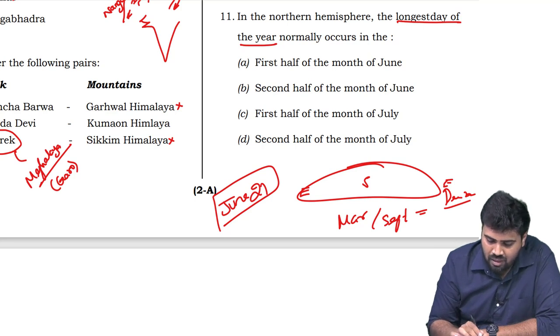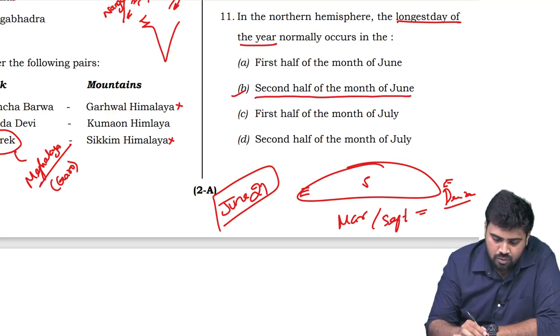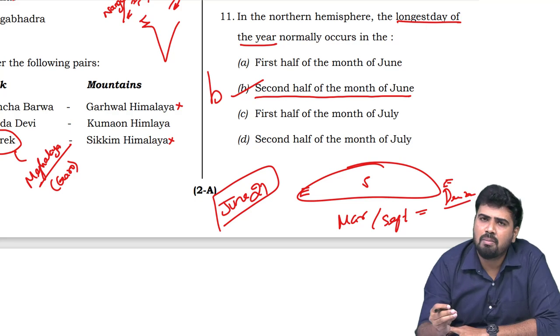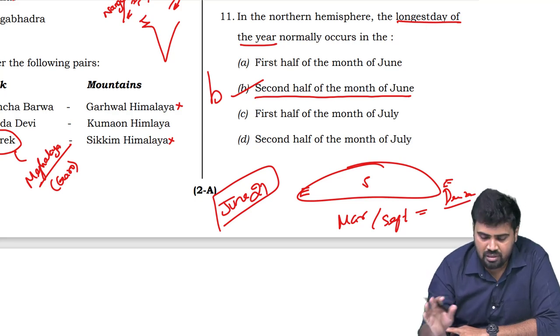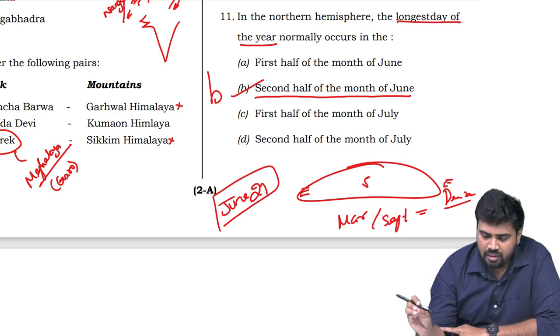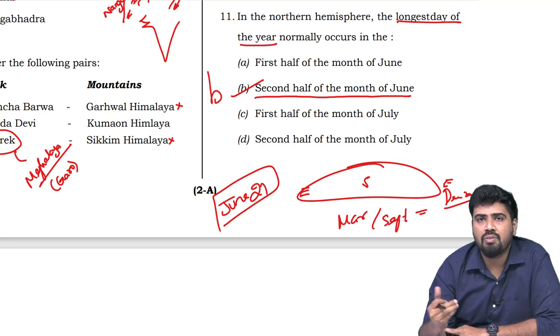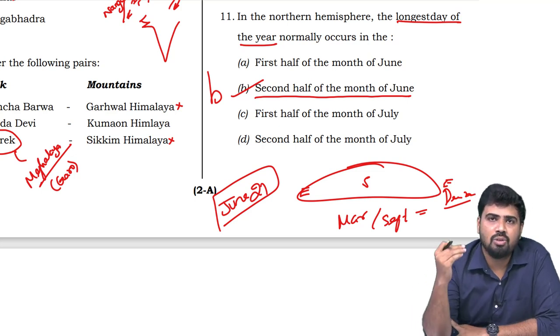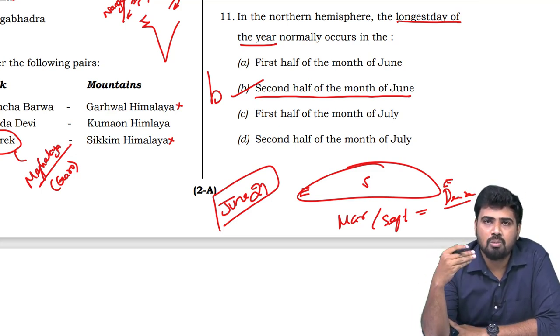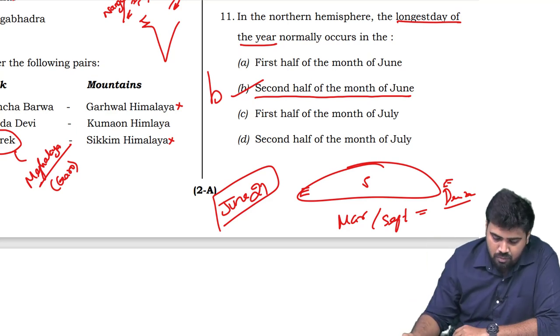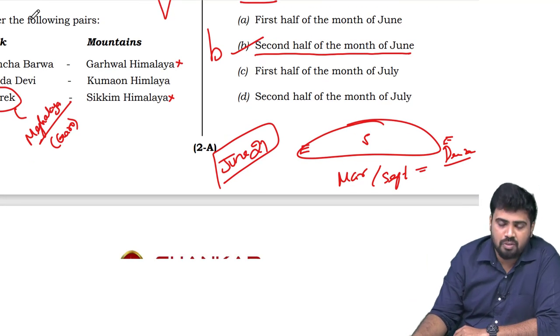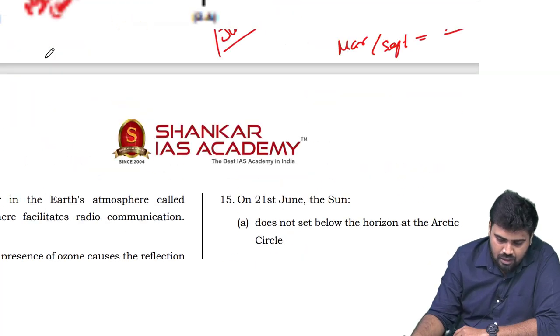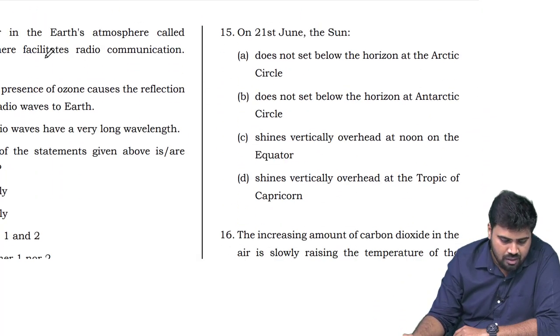So June 21, the second half of the month of June. So 11, option B, a very basic question, but they have twisted it. So in the northern hemisphere, the longest day of the earth is in the second half of the month of June, June 21, where the day will be longest and the night will be the shortest. During March to June, it is the northward movement of the sun, Uttarayan movement, particularly from the equator to the Tropic of Cancer. So 10, 11, option B.